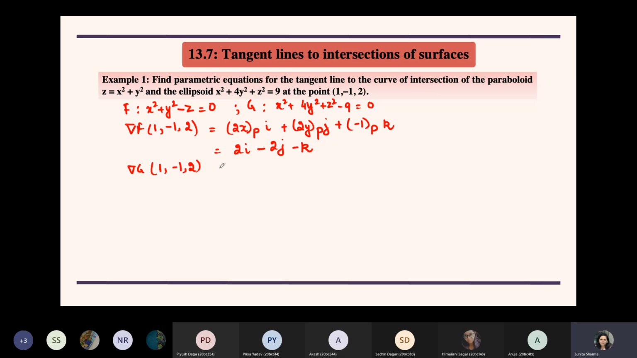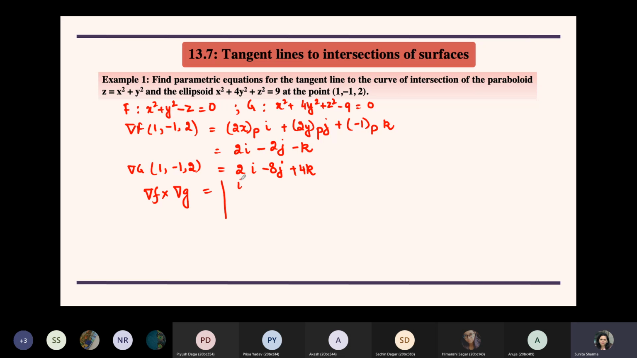You can find the gradient of G also in a similar way. You get 2i minus 8j plus 4k. Just keep differentiating with respect to x, put this point, then with respect to y, again substitute the values from this point, and then with respect to z. That will give you the three components of the gradient vector. Next thing is we have to find the cross product.